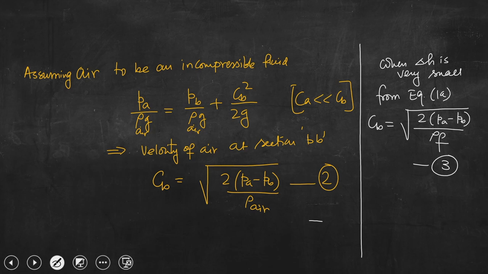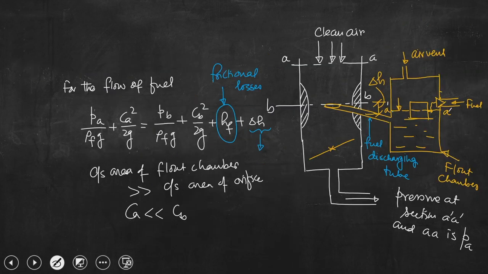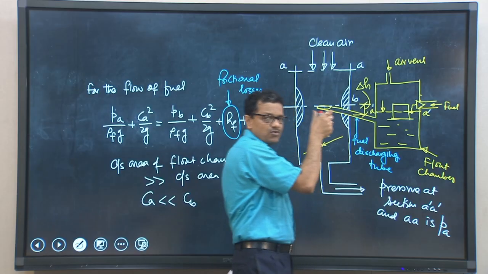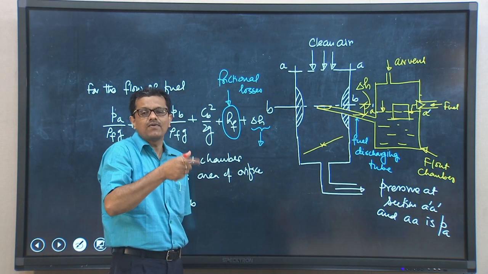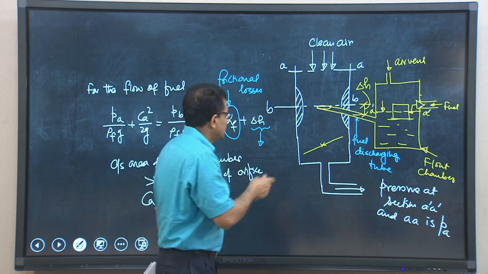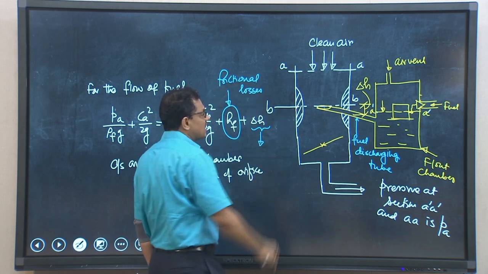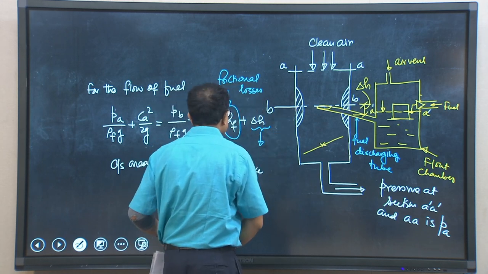If delta H is very small, a very small pressure difference is needed for the flow of fuel from the float chamber to the orifice point, or fuel discharging point. So, if we go back to the previous slide, if this delta H is very small, then a very small pressure difference is needed to have a flow of fuel from the float chamber to the fuel discharging point.